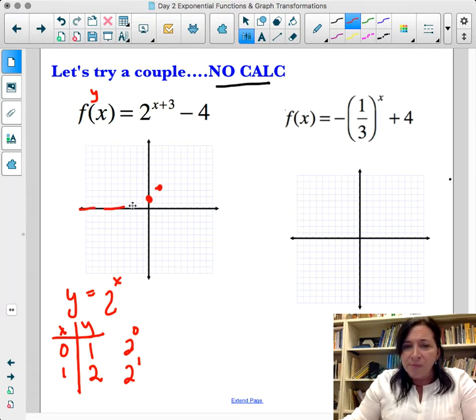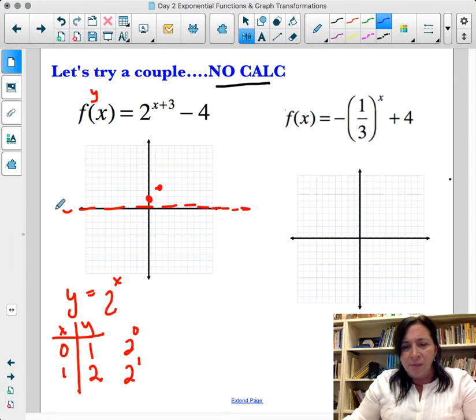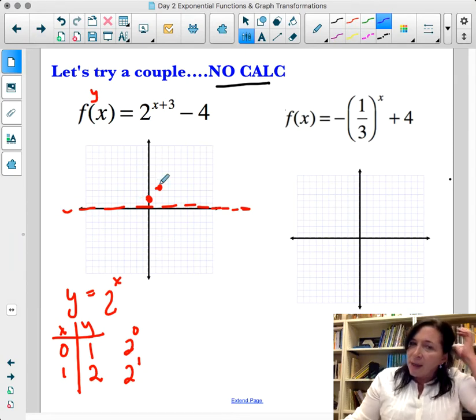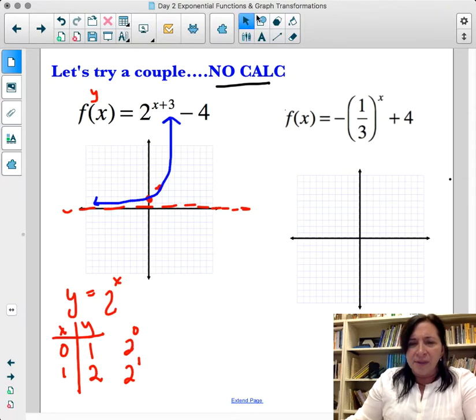I know this being an exponential equation that I do have certain properties that we just talked about 2 slides ago. And one of the properties is that my horizontal asymptote is at y equals 0. It also tells me that this is going to go up pretty quick like that. Now, a couple of things with this.